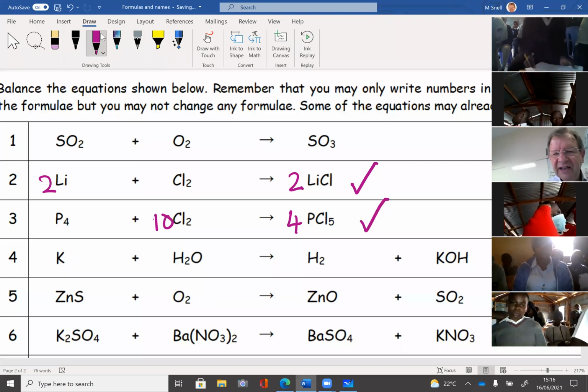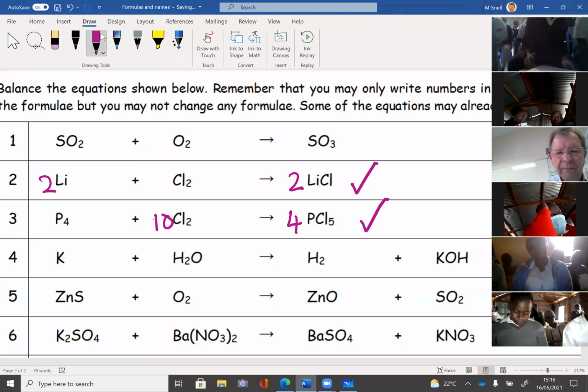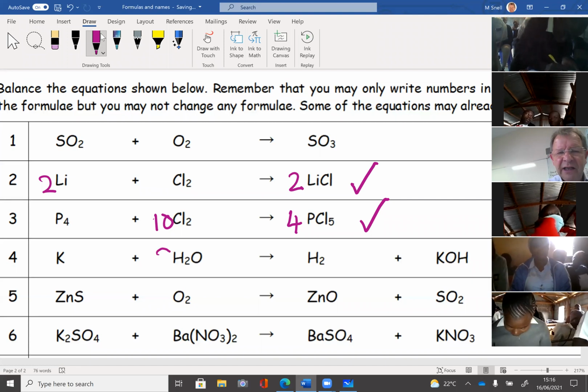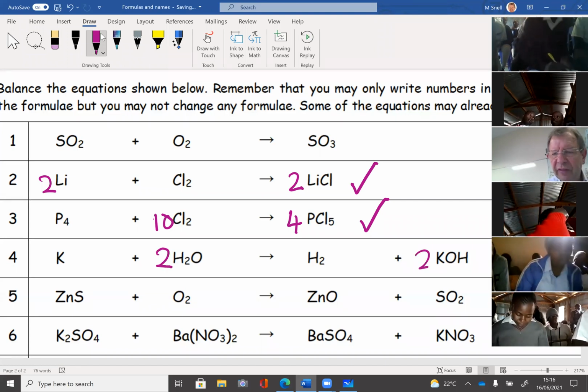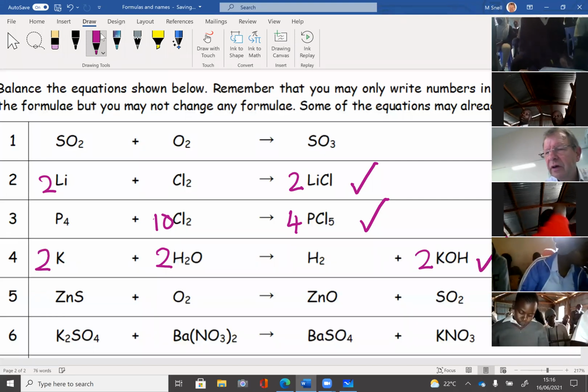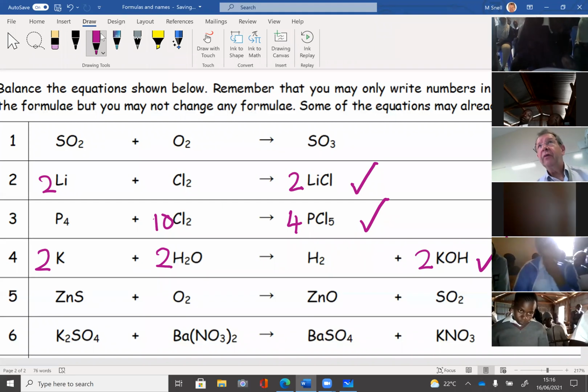And then with this potassium one, it gets a bit confusing. But basically, because there are 3 hydrogens this side, I need at least 2 of those. That will make 2 oxygens, so I need 2 of them. And that will make 2 Ks. All right? I hope that's okay with everybody.